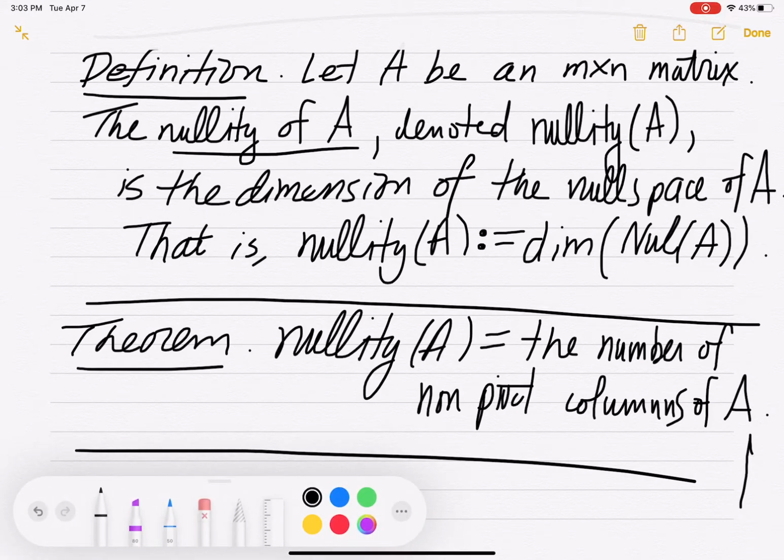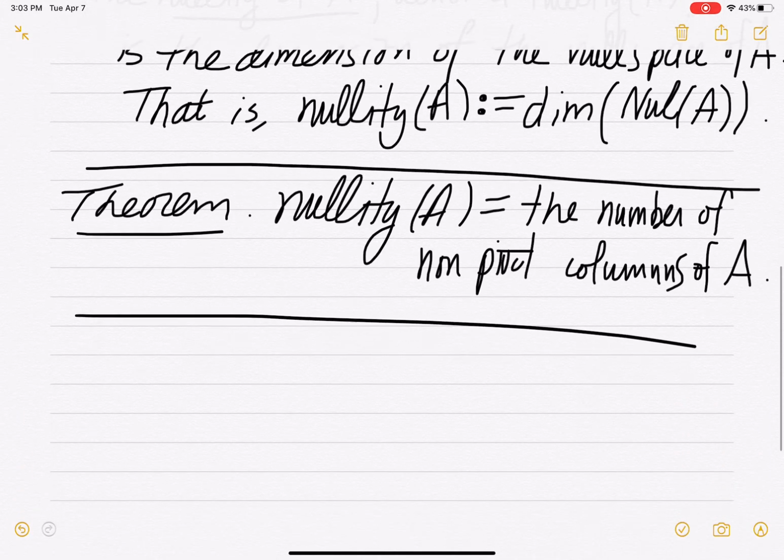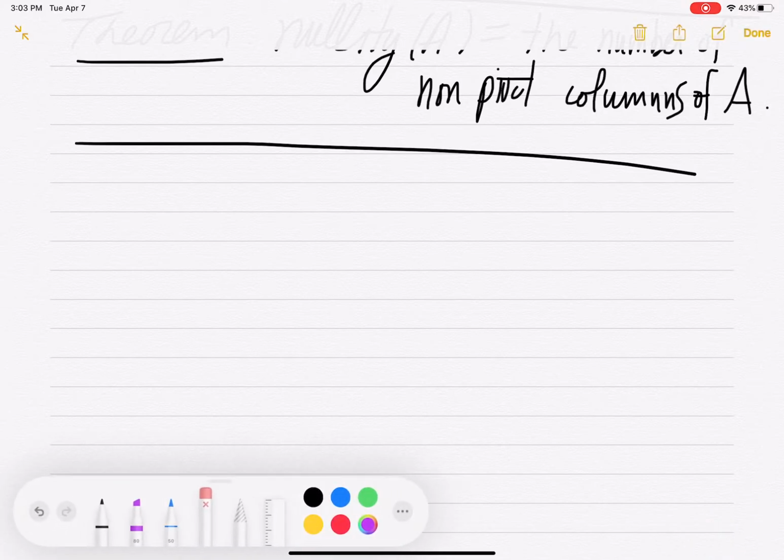All right, simple enough. So pivot columns is rank, non-pivot columns is nullity, you can say, for short. It's kind of a simplification. All right, so what are we ready to do? Example. Let's do an example.